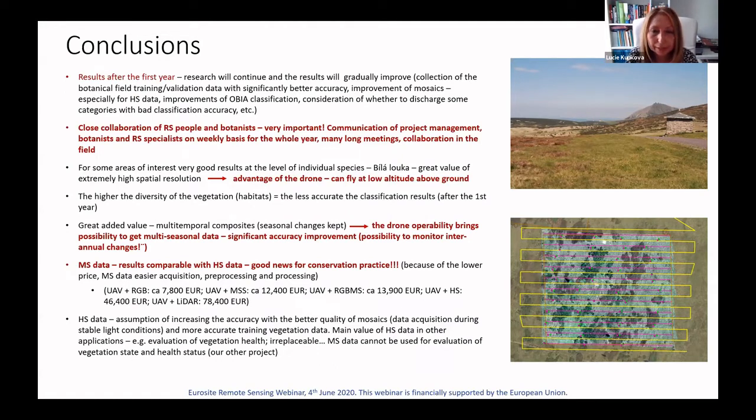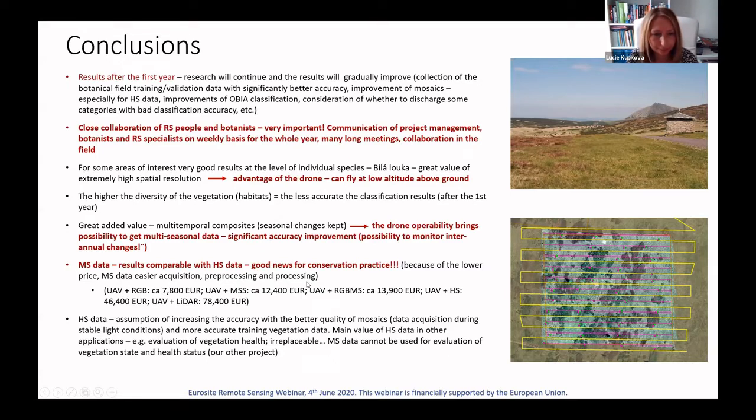We have meetings in the field and on Skype and other online technologies on a weekly basis, and we discuss everything, and we hope to have good results finally in the fourth and fifth year of the methodology development. The advantages of drones are clear. They can fly at low altitude and they are very operable, so you can have multi-seasonal data. It is very important to distinguish between change and classification inaccuracy or error.